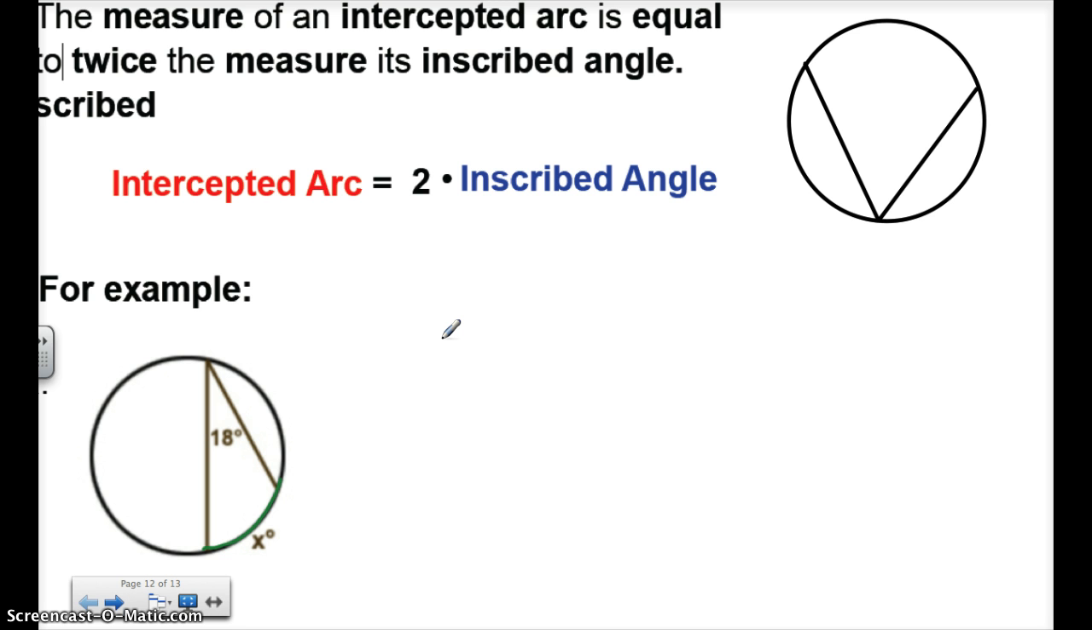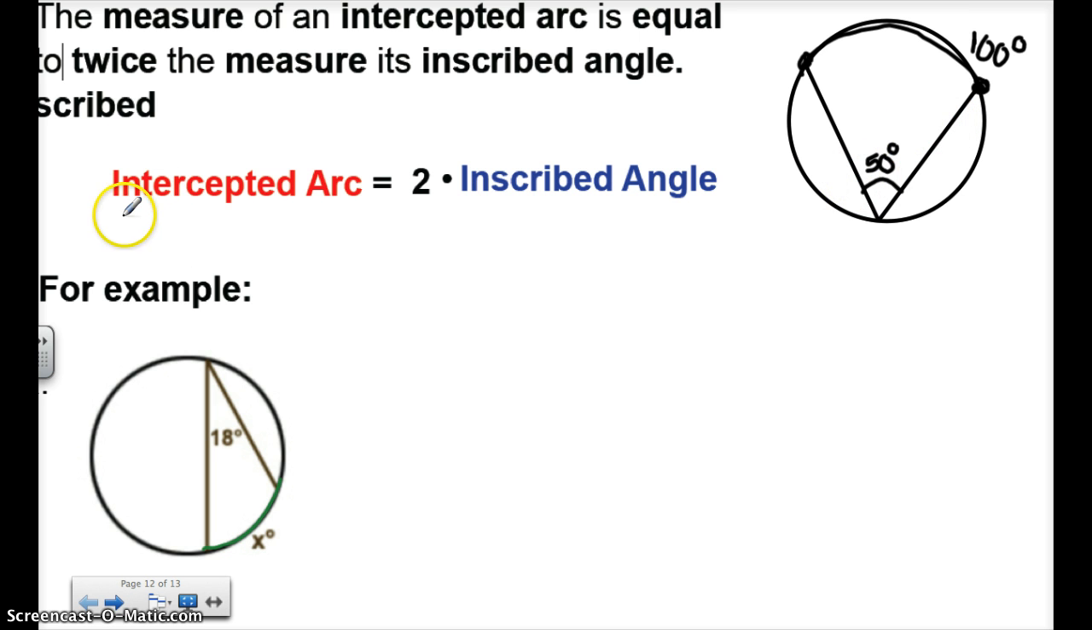Here's fact number one. There's two facts we're going to learn. The measure of an intercepted arc, remember, this is our intercepted arc, is equal to twice the measure of the inscribed angle. It's times 2. So if this angle right here is 50 degrees, that's our inscribed angle, our arc is twice that amount, or double. So our arc would be 100 degrees. You got that? The arc is twice the angle.